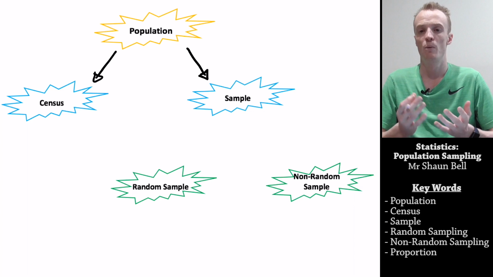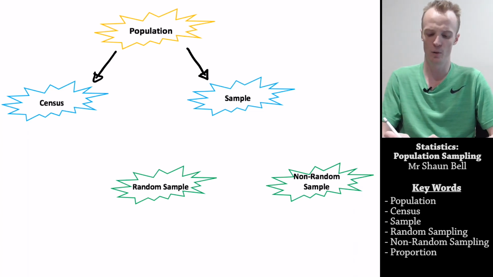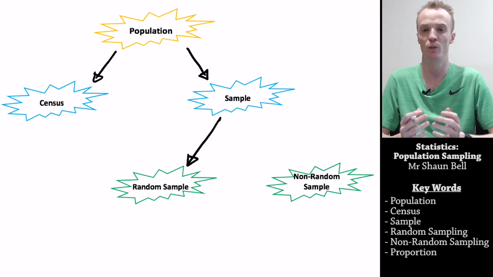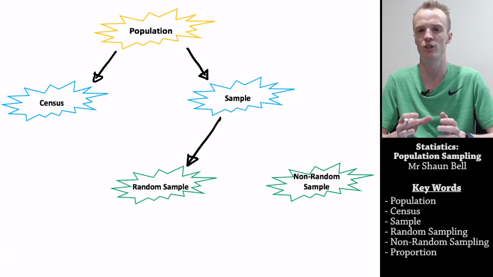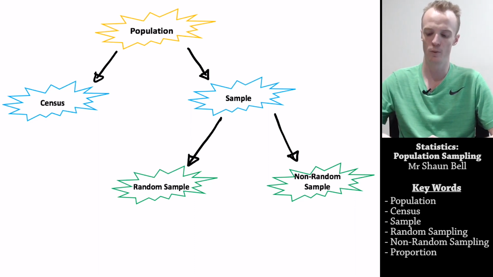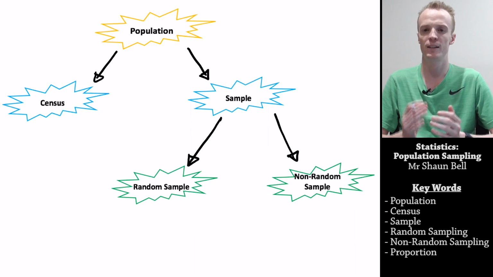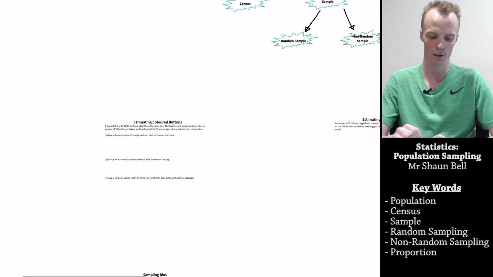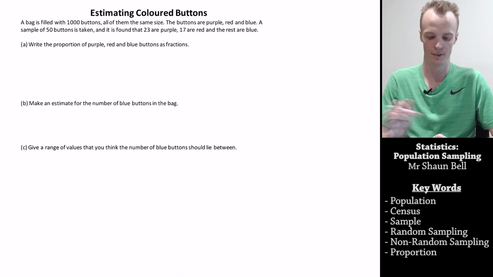Now, why do we do this? Well, we do it to make predictions about what the entire population is likely to say. Now, when we're taking a sample of a population, there's two ways that we can do it. We can do it in a completely random fashion, or take a random sample, where every single person in that population has an equal chance of being selected. Or we can use a non-random sample, which means that we're using some kind of criteria to select who we're collecting the data from. So with that in mind, let's have a look at a problem that involves coloured buttons.